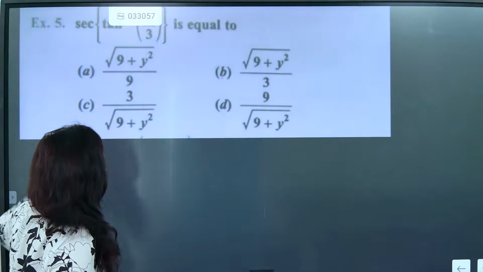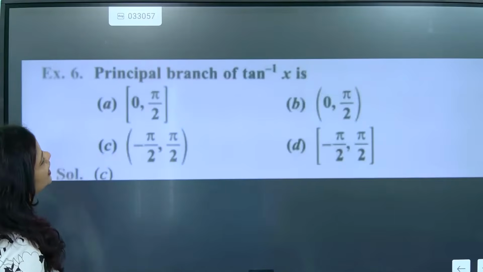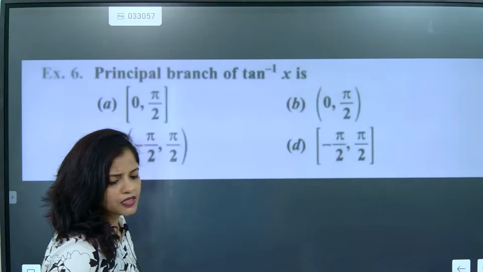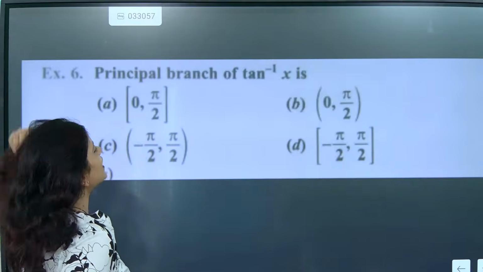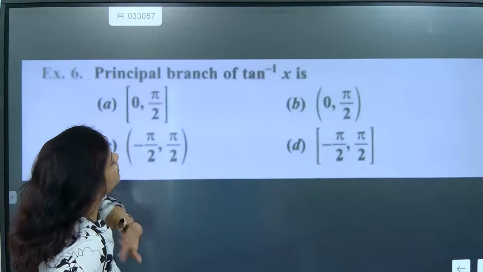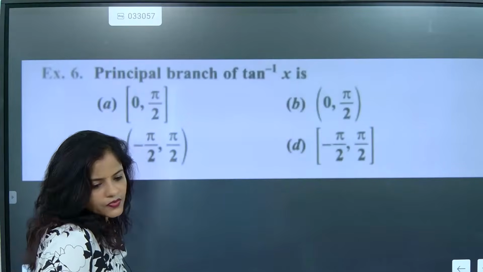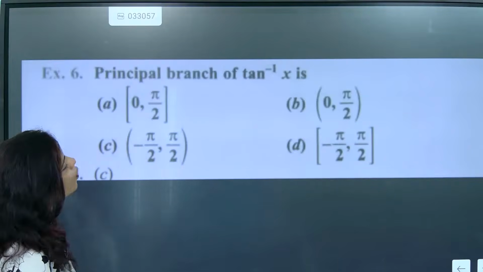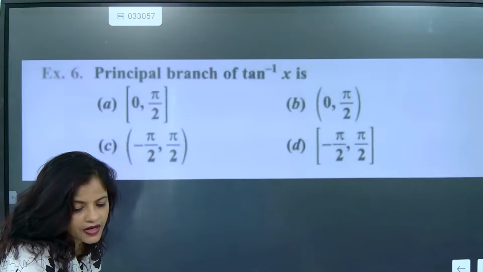Shall we go for the next question, please? Now this is our next question. The principal branch of tan inverse x. This is one of the easiest questions. Come on, solve this question. The principal branch of tan inverse x. If somebody asks you, what are you going to say in the answer? Just check this one out. What is the answer here? Open interval, because the principal domain is coming in open interval.